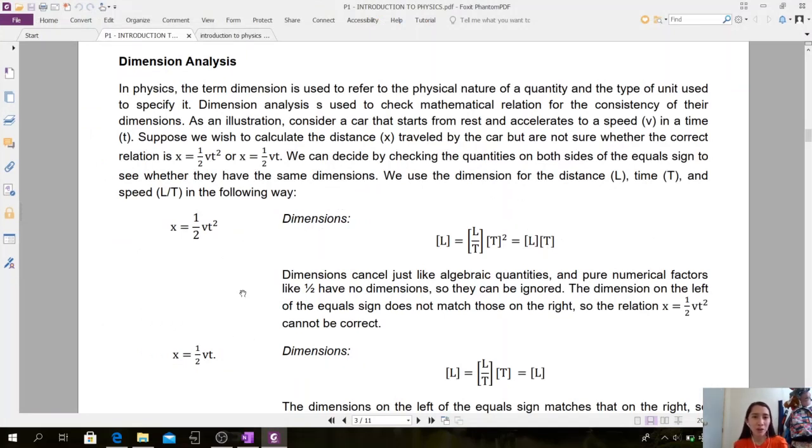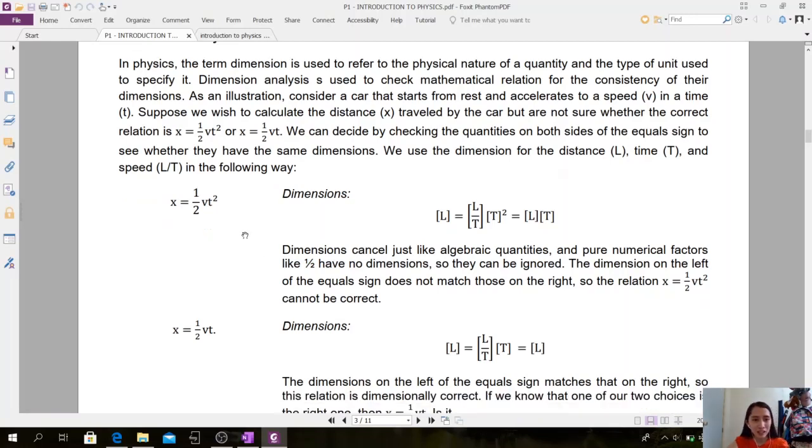So, for example, we have a car that starts from rest and accelerates to a speed denoted by v within a time denoted by t. So, suppose we wish to calculate the distance x traveled by the car, but we are not sure if the correct relation is whether x is equal to 1/2 vt squared or x is equal to 1/2 vt. So, we can perform dimensional analysis to determine the correct formula to use.